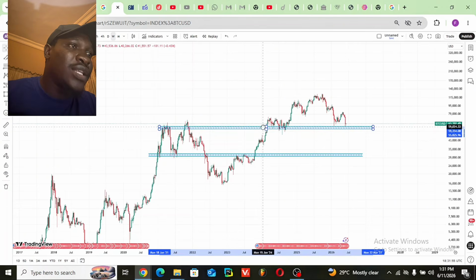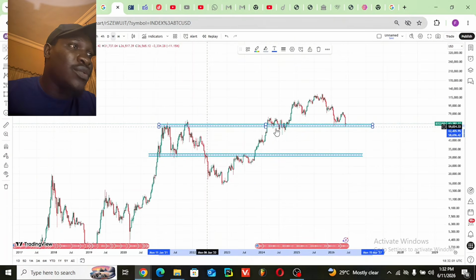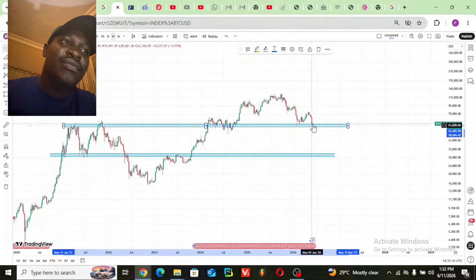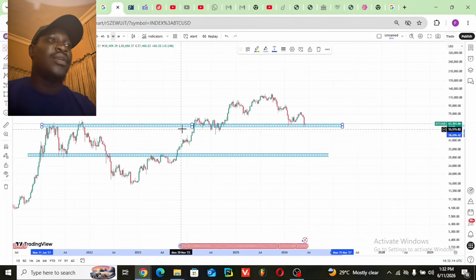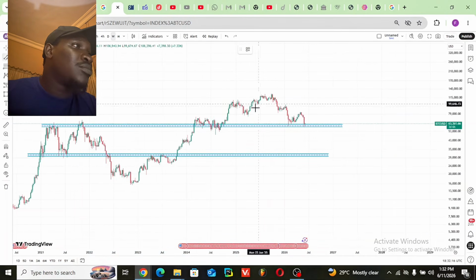So right here again, as you can see, 1, 2, 3, you see, 4. Now price is right here. So price is at this key level. We need to be careful. You get it? So let's pick one more.